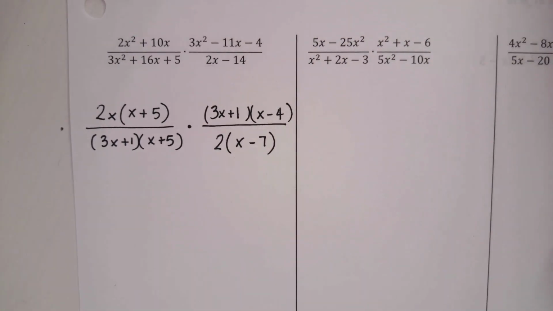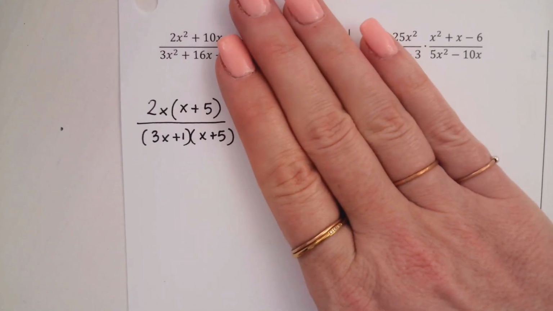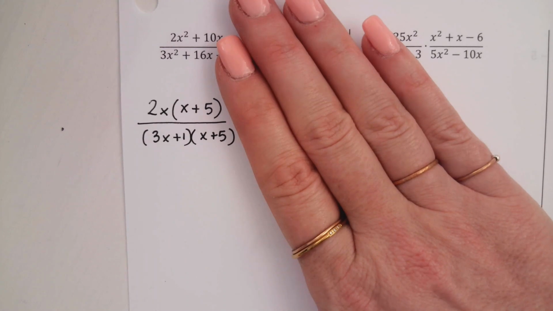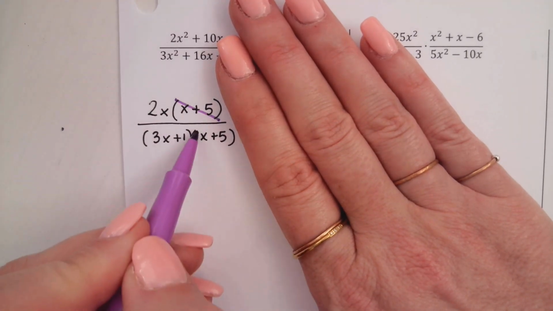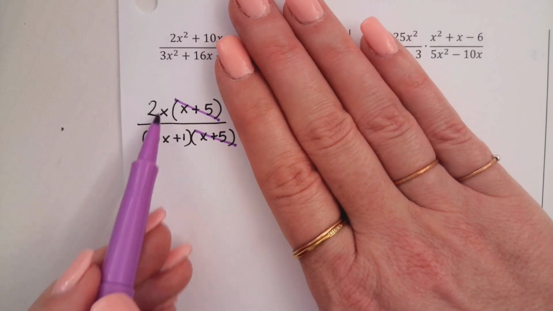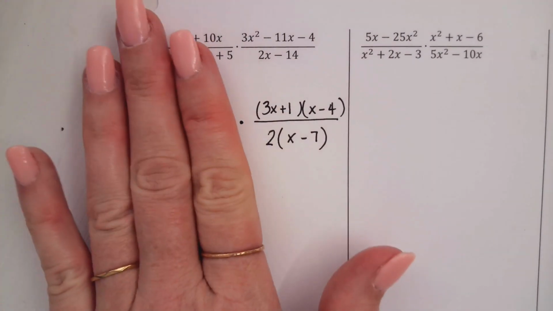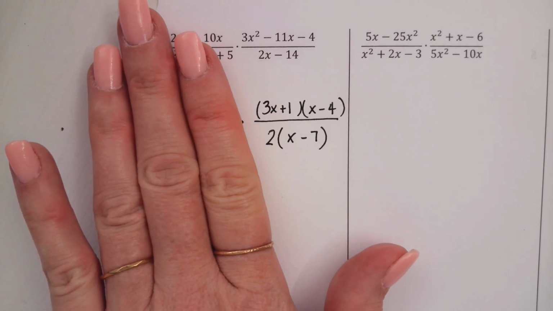I'm going to look within each fraction to see if anything's going to cancel within the fraction. So looking at the first fraction, does anything cancel within there? The x plus 5, definitely. Would this x cancel with this x? No, this one's trapped in the whole parenthesis. On the right-hand fraction, will anything cancel within that fraction?